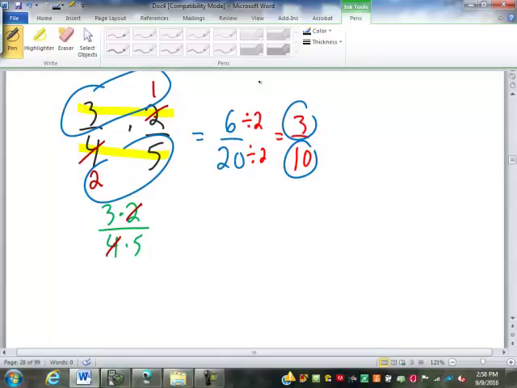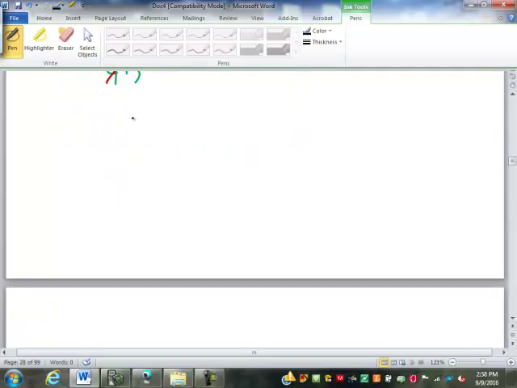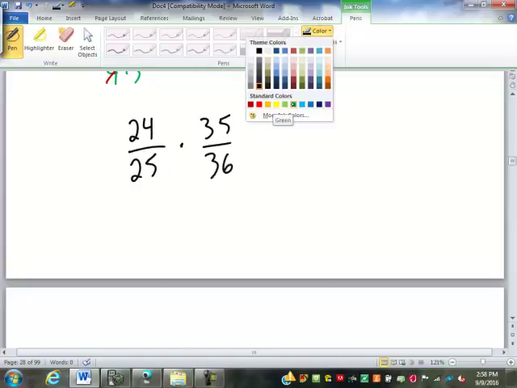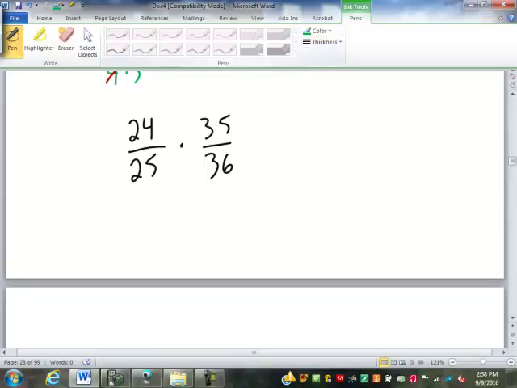In this problem, it's about the same amount of work either way. I could do something like 24 25ths times 35 36ths. If I were going to do that, I could multiply it all out, and I could get 24 times 35 is 840. And 25 times 36 is 900. And then I could reduce that. Can any of you see that that is reducible by 6? 60?